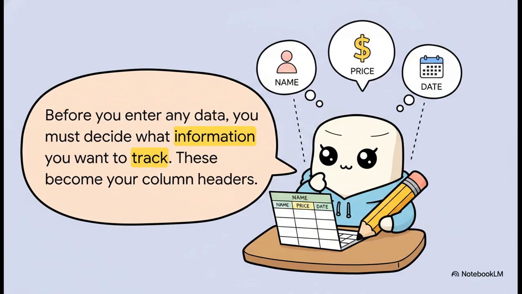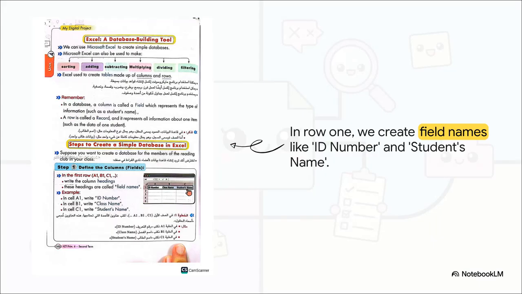Okay, let's zoom in on that first step. This is all about planning. Before you type in a single name or number, you have to decide, what information are we even trying to keep track of here? These are your fields, your column headers. And this picture shows that first step perfectly. Look at that first row, row 1. We've clearly labeled columns A, B, and C with the exact kind of information that's going to go in them. This is the blueprint, the skeleton of our database.